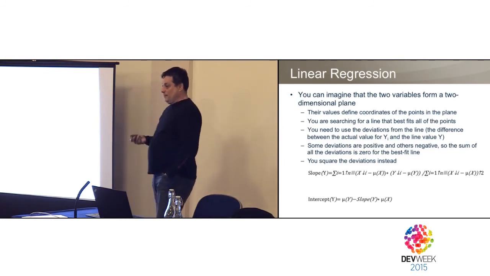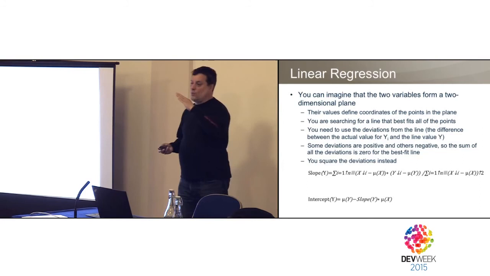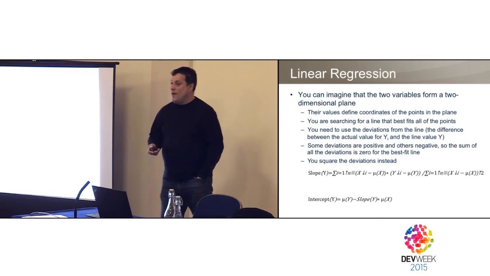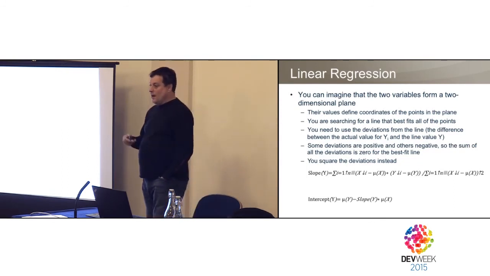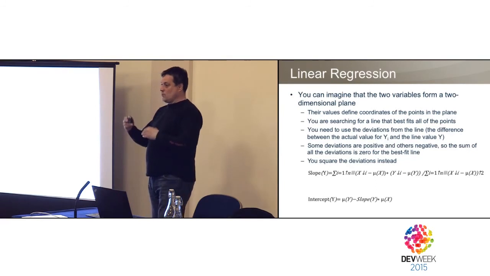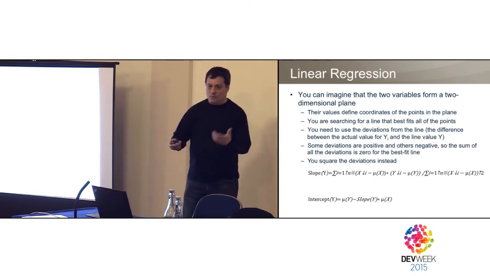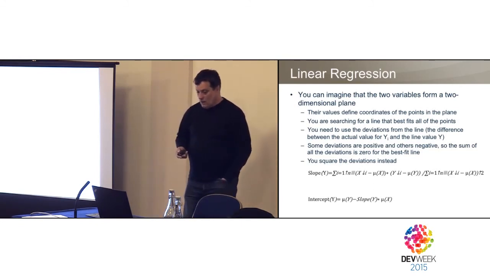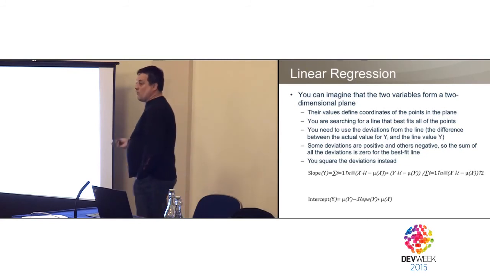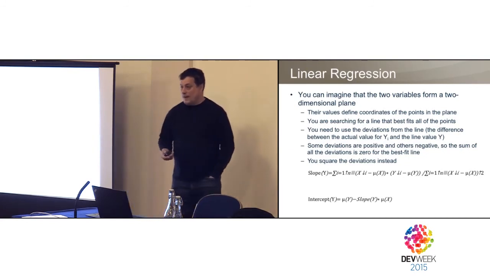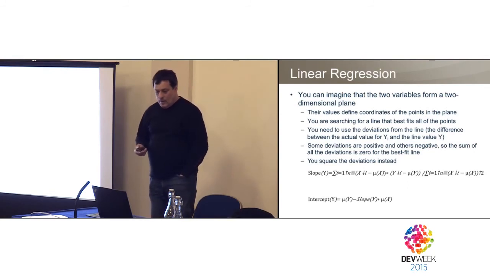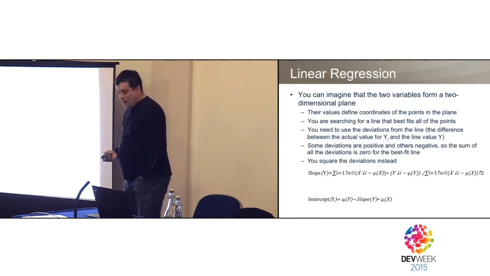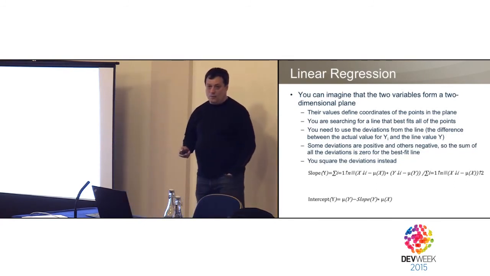Now you cannot just sum them, because some points will be above the line and some points will be below the line. And if you use a simple sum, then this will not give you any information, because most of these values will annihilate each other, so the sum will be 0. So you will not find the best fit line. So how do you overcome this? You square the deviations, so you are measuring squared deviations, right? And then you can calculate the slope of the line and the intercept of the line with the y-axis.